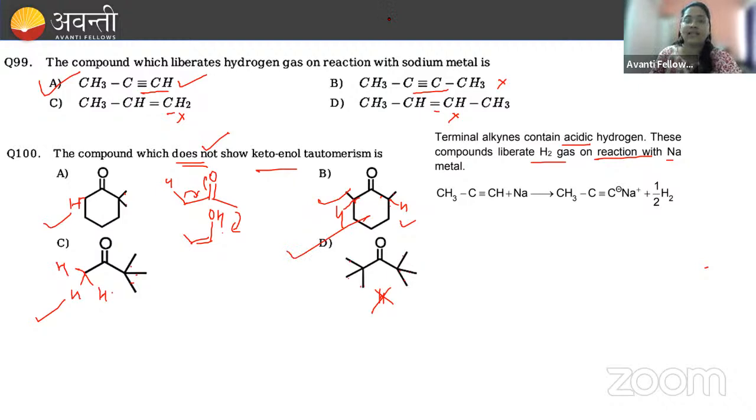So what is our correct answer? Our correct answer is what? Option D. Keto-enol form करने के लिए does not show पूछा था, इसलिए जिसमें हाइड्रोजन नहीं है वो मैंने option यहाँ पे choose कर लिया. That is option number D.